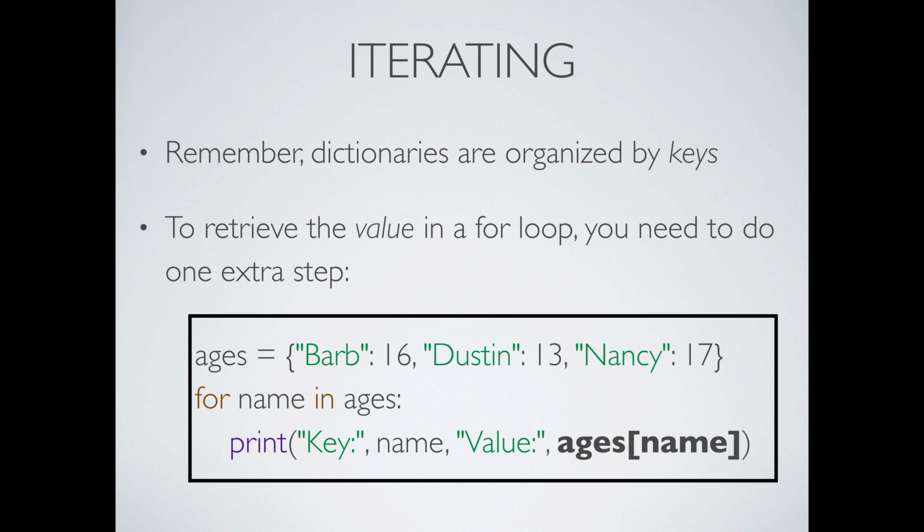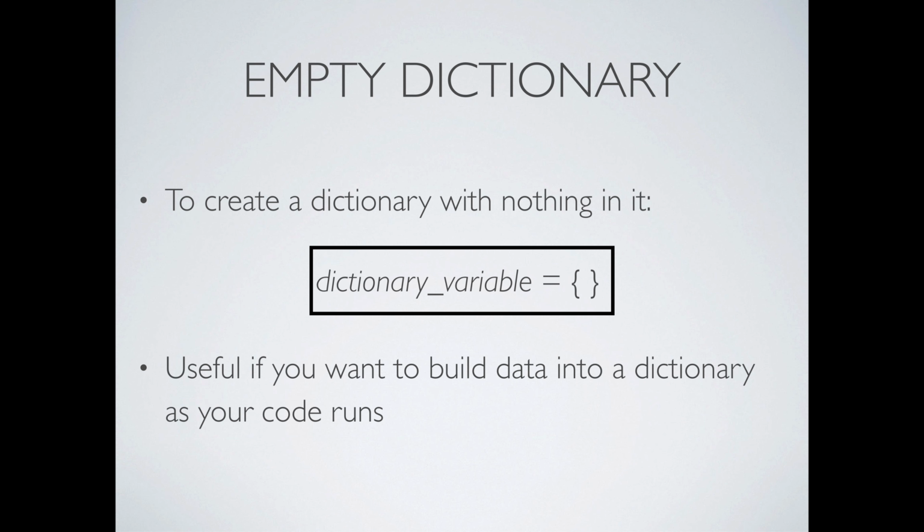We already saw an example of the empty dictionary. This is just formally defining it. So to create a dictionary with nothing in it, you just use the curly braces, nothing else. And again, this is very useful if you want to build data into a dictionary as your code runs. And we saw an example of that a couple slides ago with the fee, phi, fo, fum, and the numbers.